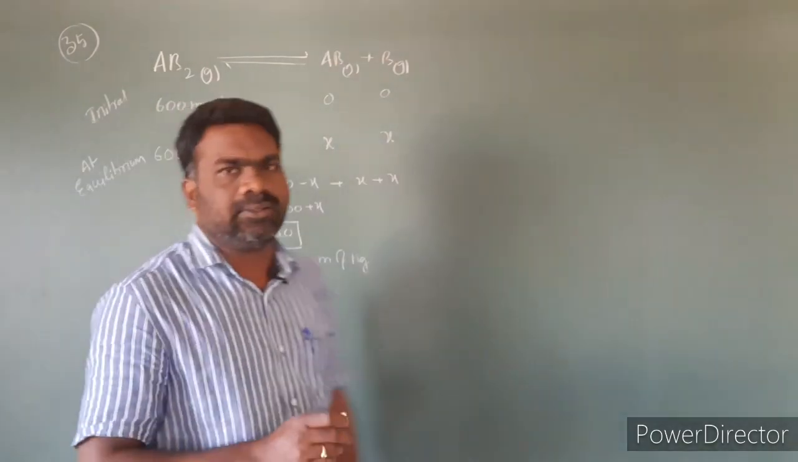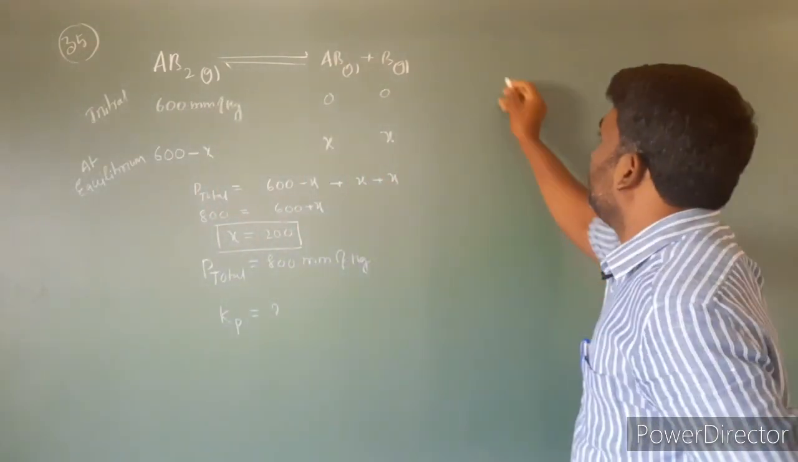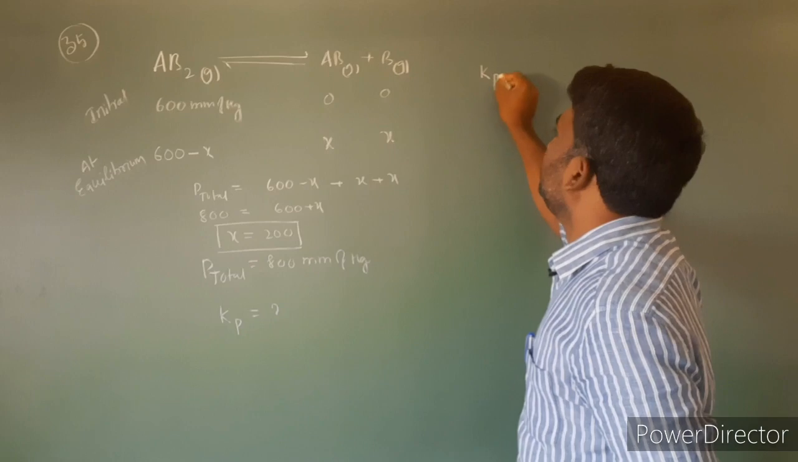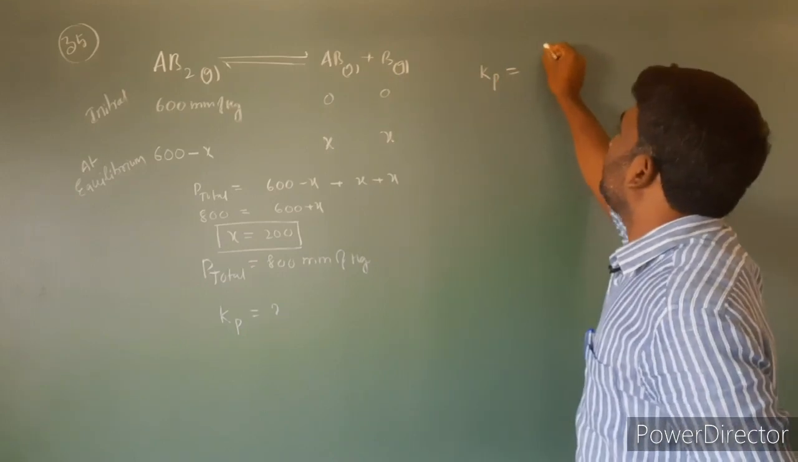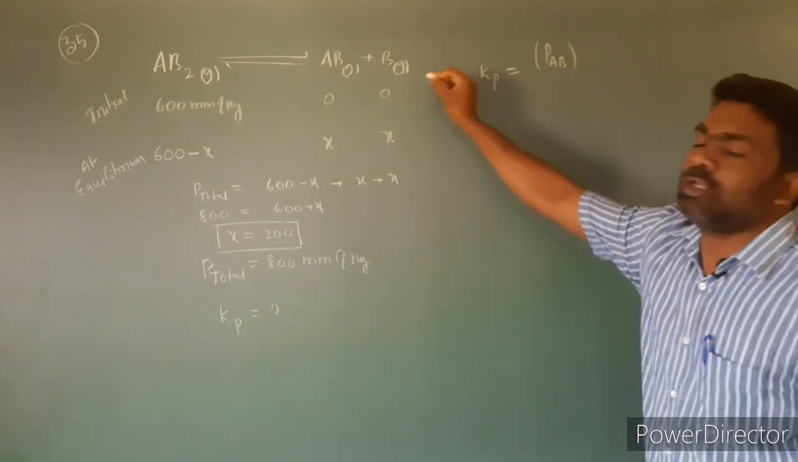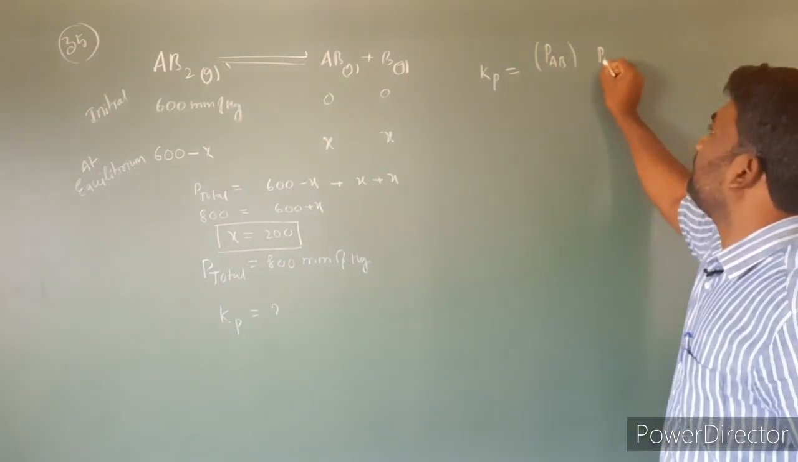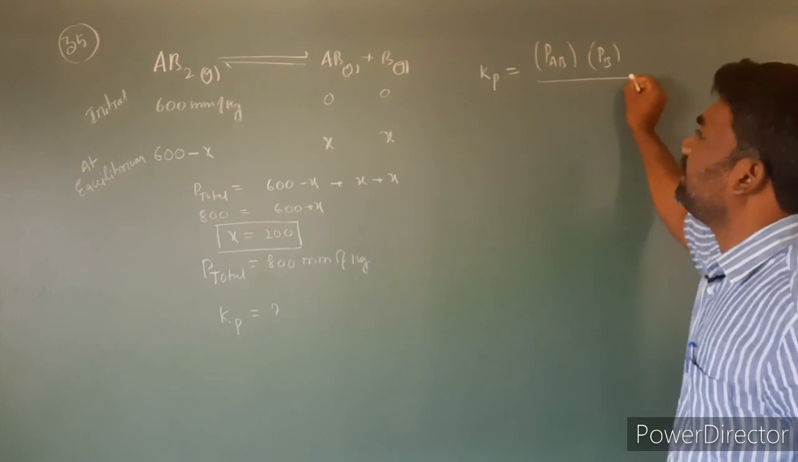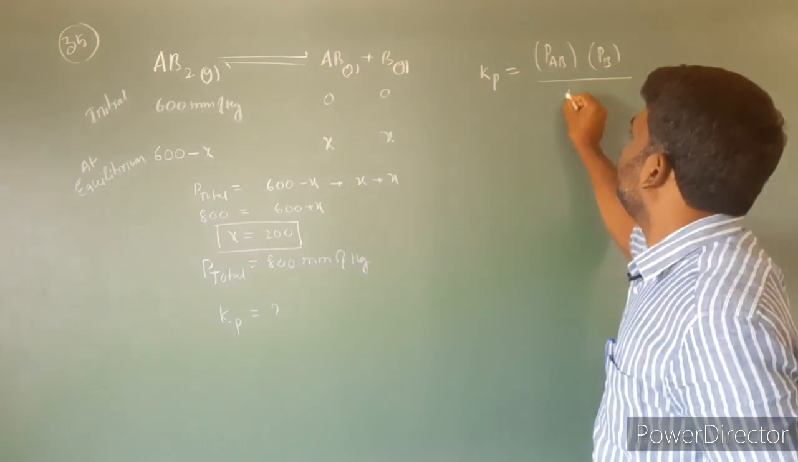Then we have to calculate Kp for the reaction. So what is the formula for Kp? Kp is equal to the partial pressure of AB into the partial pressure of B, by the partial pressure of AB2.